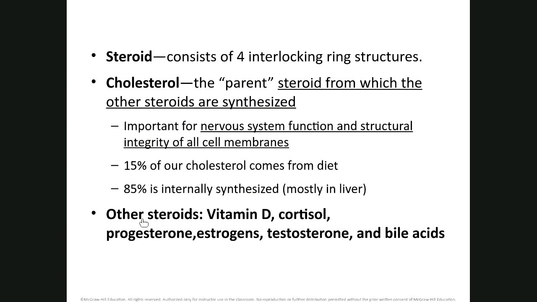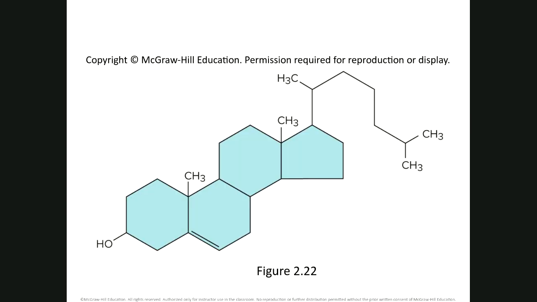Other steroids, vitamin D. We've talked about vitamin D, and vitamin D is definitely a steroid. Other ones that you've probably heard of: cortisol, progesterone, estrogens, testosterone, bile acids. Bile acids are going to help break down or emulsify fats in your diet. But just be familiar, we're not going to go into detail about any of these. We did talk a little bit about vitamin D, but you should just know these are examples of other steroids that we have in the body. Here is a picture of a steroid. Again, it's going to have this ring structure to it.